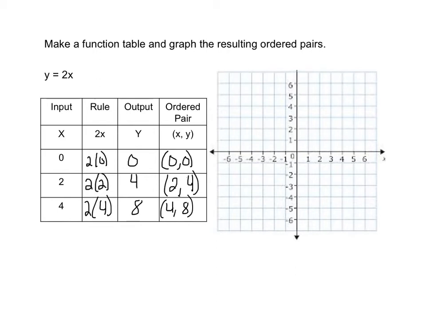Now that we have our ordered pairs, we can graph those on the graph. Remembering x is our horizontal and y is our vertical. Our first ordered pair is 0, 0. Then we have 2, which means we go to the right 2 and up 4. And then over 4 and up 8. Now on this particular graph, 8 would actually be off the graph. So we're just going to draw that last point a little bit off the graph.